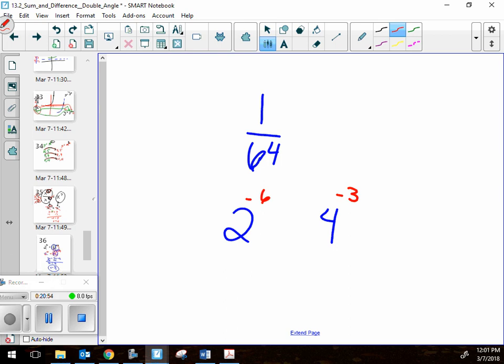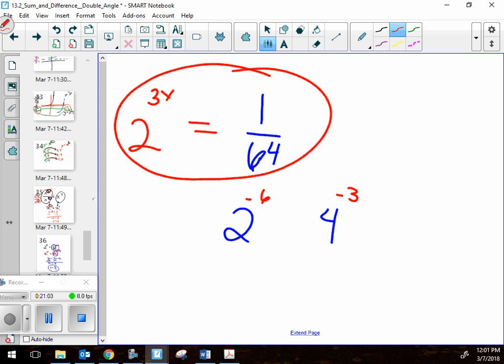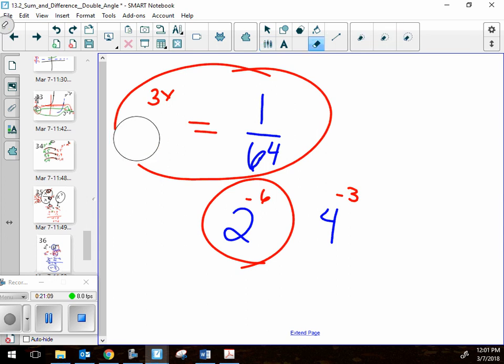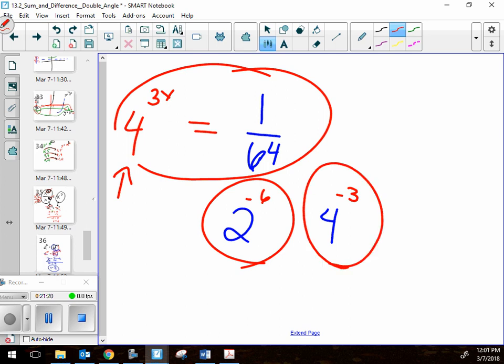Good. Now, why would you pick the one over the other? Because what if the other side of the equation was 2 to the 3x equals blah? If it was this problem, you'd say, then I'm going to use this one because I want the bases to be the same. If the original problem had been 4 to the 3x equals 1 over 64, then I would say to myself, what base do I want? I want a 4 for a base, so I better choose this one. And let's finish it from there.